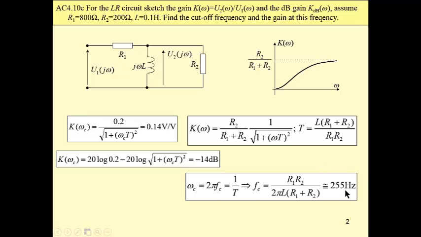We may find the cutoff frequency to be 55 Hertz. At this frequency, minus 14 dB is the gain in dB scale, and this is 0.14 volt per volt linear scale gain. Or we may find these three values using PSpice. At first, let me show you a screenshot.